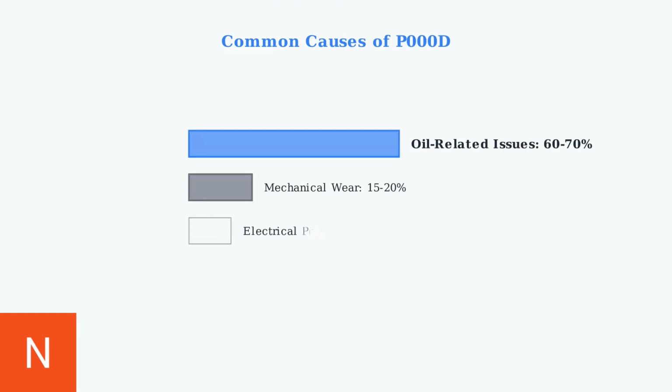The most common causes of code P00D are oil-related issues, which account for 60 to 70% of all cases. These include low oil level, incorrect oil viscosity, or contaminated oil. Other causes include mechanical wear, electrical problems, and ECM issues, but these are much less frequent.